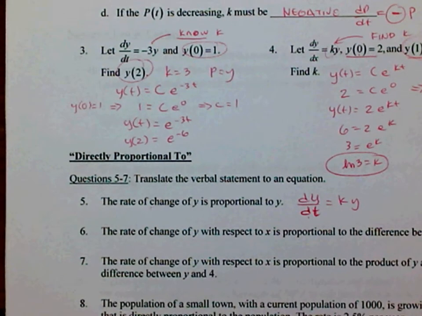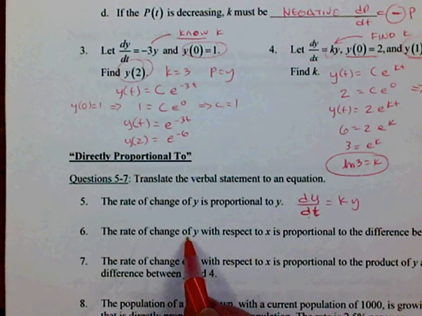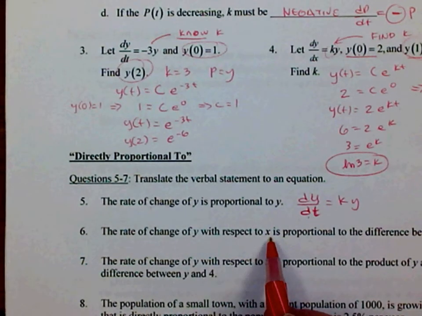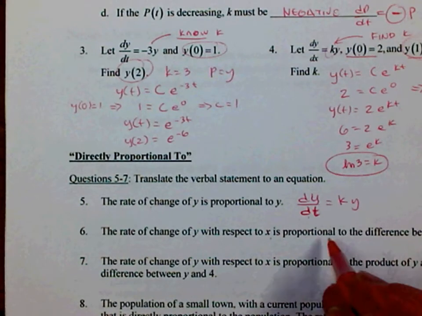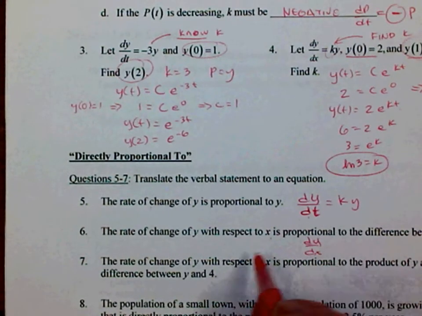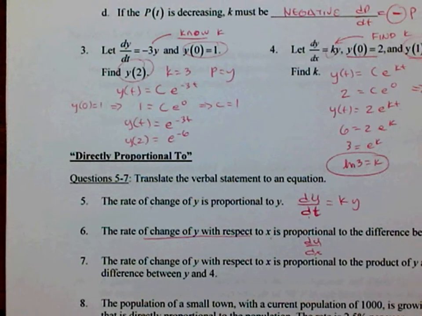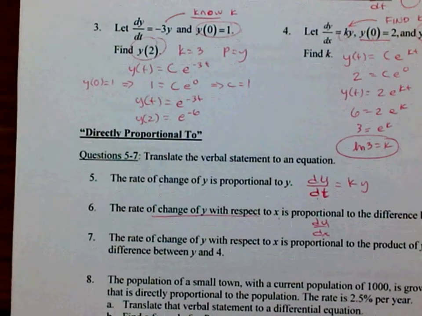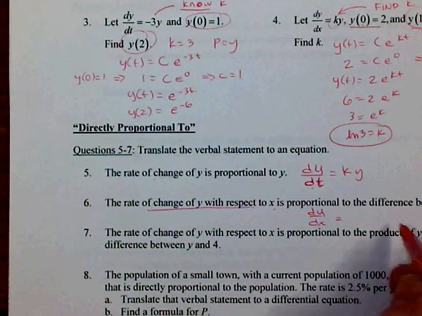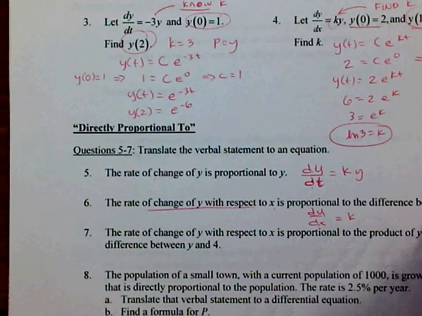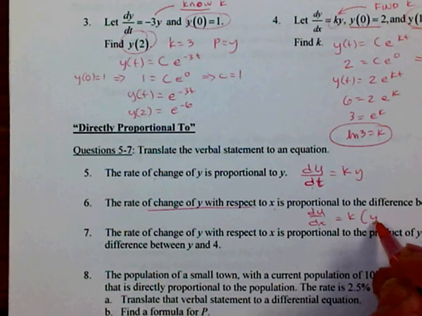The rate of change of y with respect to x is proportional to the difference between y and x. dy/dx, the rate of change of y with respect to x, is proportional to k times this difference between those, y minus x.